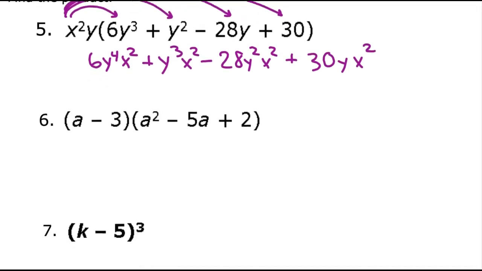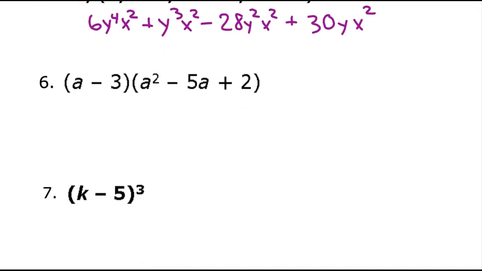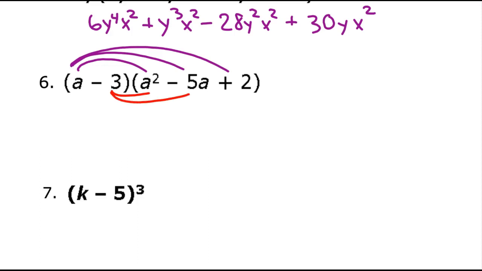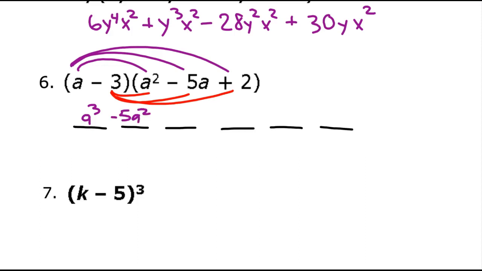Okay. Number 6, we have a binomial times a trinomial, so I'm going to think of this as like a double distribute. So I distribute the a, and then I distribute the -3 to everything. So I'm going to have 1, 2, 3, 4, 5, 6 different things here. Multiply the a, I'm going to get a cubed minus 5a squared plus 2a. Distribute the -3, I get -3a squared plus 15a minus 6.